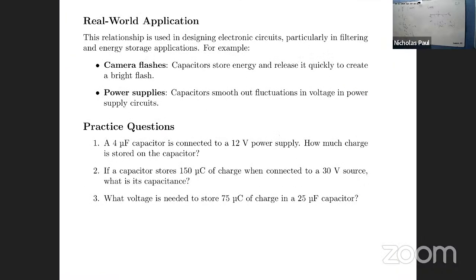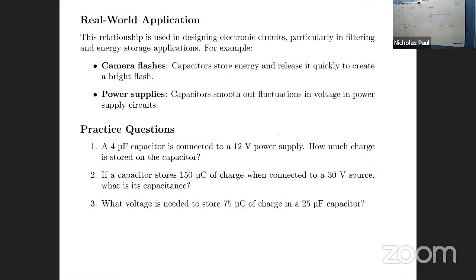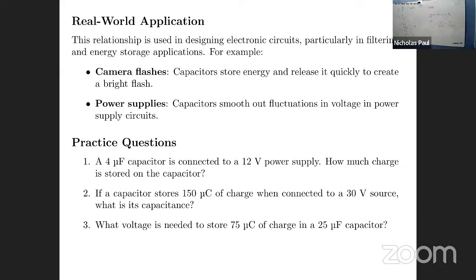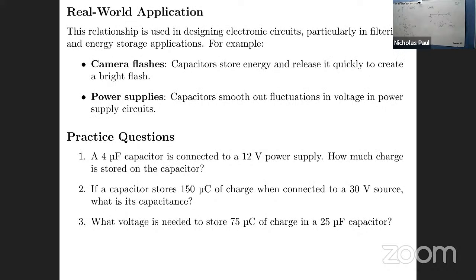Real world application: the relationship is used in designing electronic circuits, particularly in filtering and energy storage applications. You have two basic applications there. We have three basic questions. Try them first.